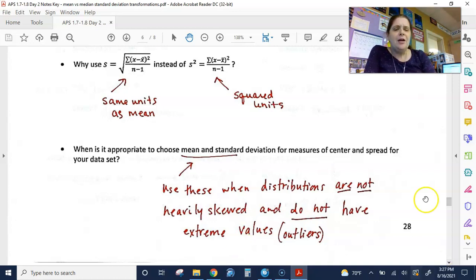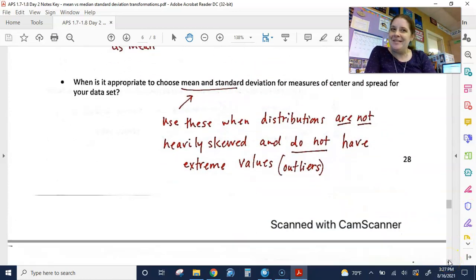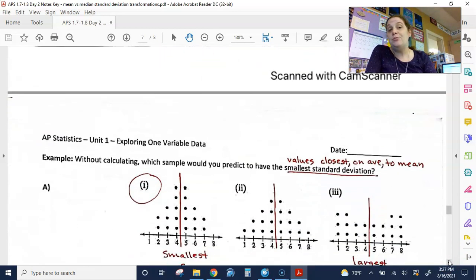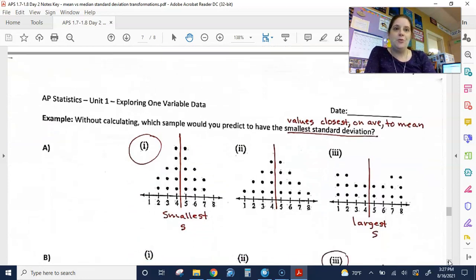Now, if you do have those approximately symmetric distributions, we really like mean and standard deviation because every single value of the data is included in those computations. And that's a much more appropriate way to talk about center there.